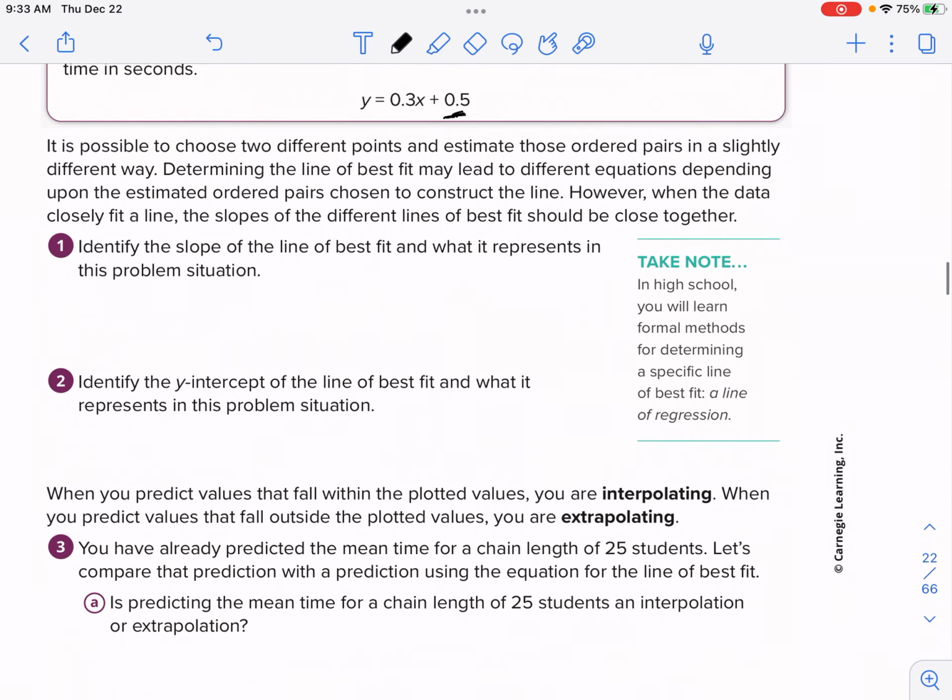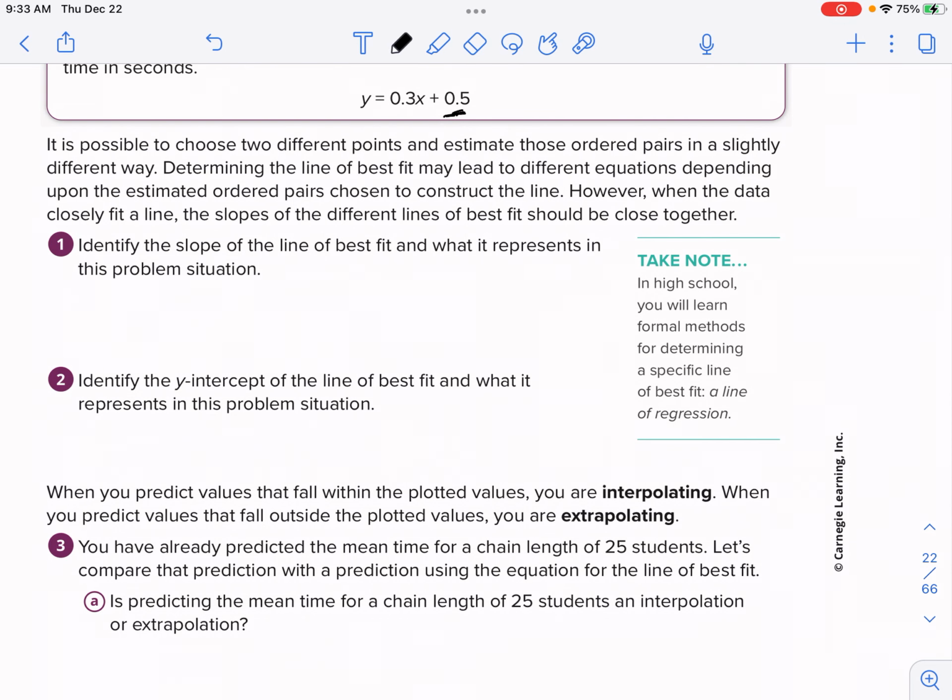So for this problem, it is possible to choose 2 different points and estimate those ordered pairs in a slightly different way. If we pick 2 other points, determining the line of fit may lead to different equations depending upon the estimated ordered pairs chosen to construct the line. However, when the data closely fit a line, the slopes of the different lines of best fit should be close together.